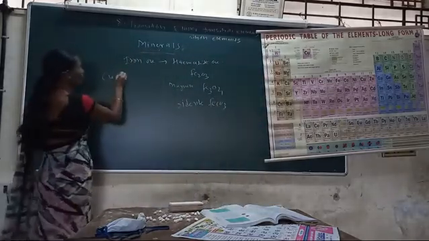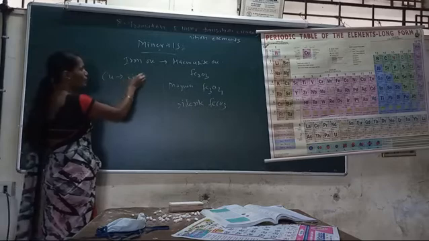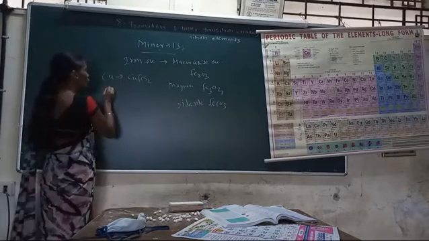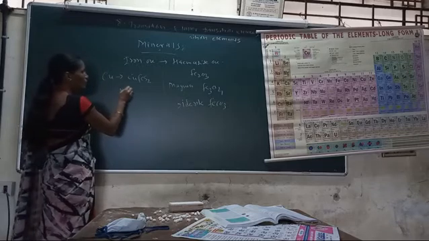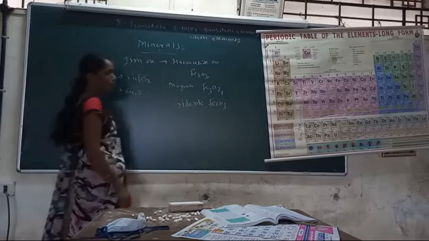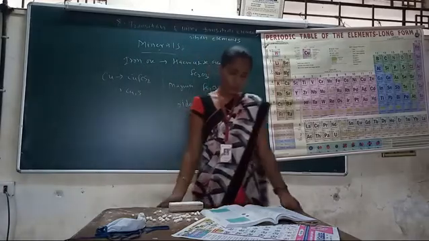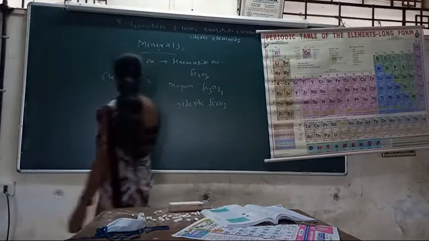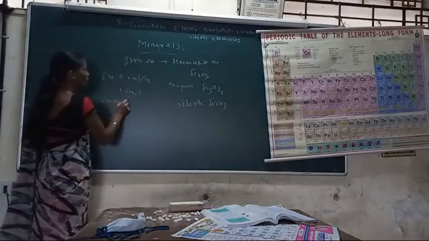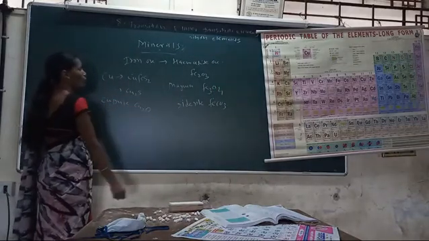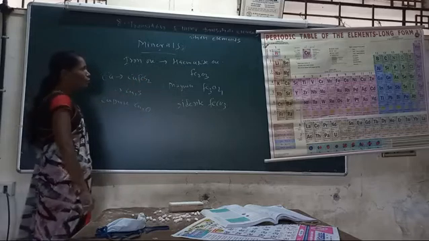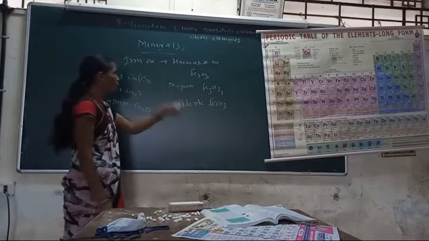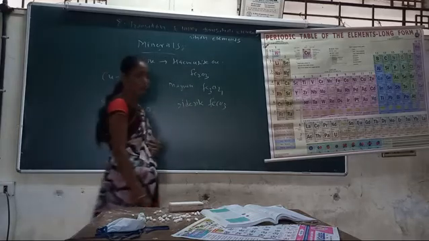Again, examples of ore of copper: copper pyrite, CuFeS2; copper glance, Cu2S; cuprite, Cu2O. These are some examples of ore. First, examples of iron ore; here, examples of copper ore.